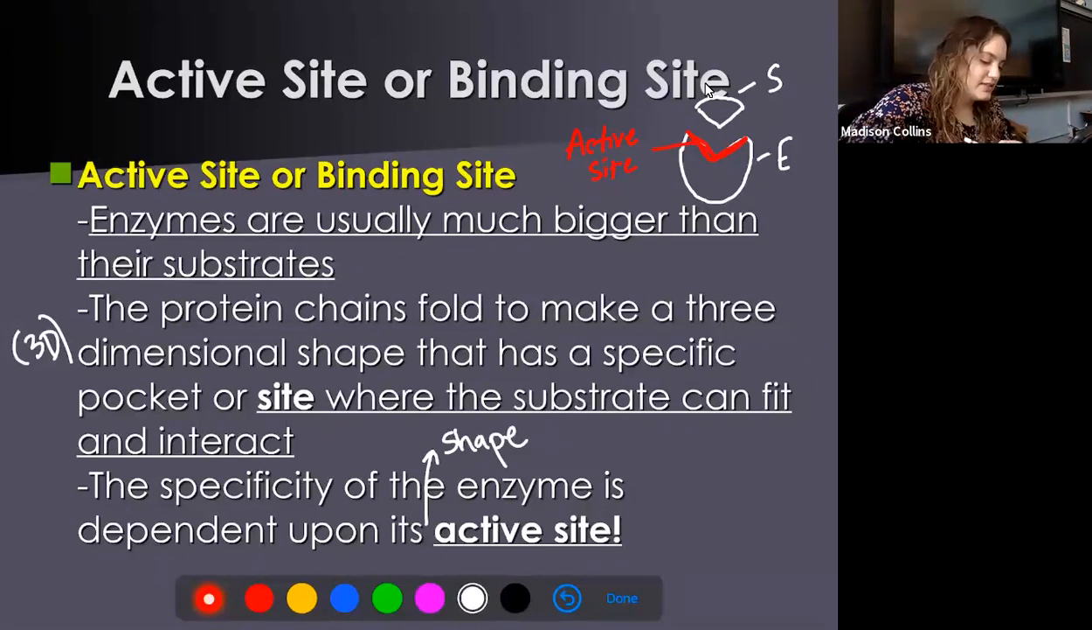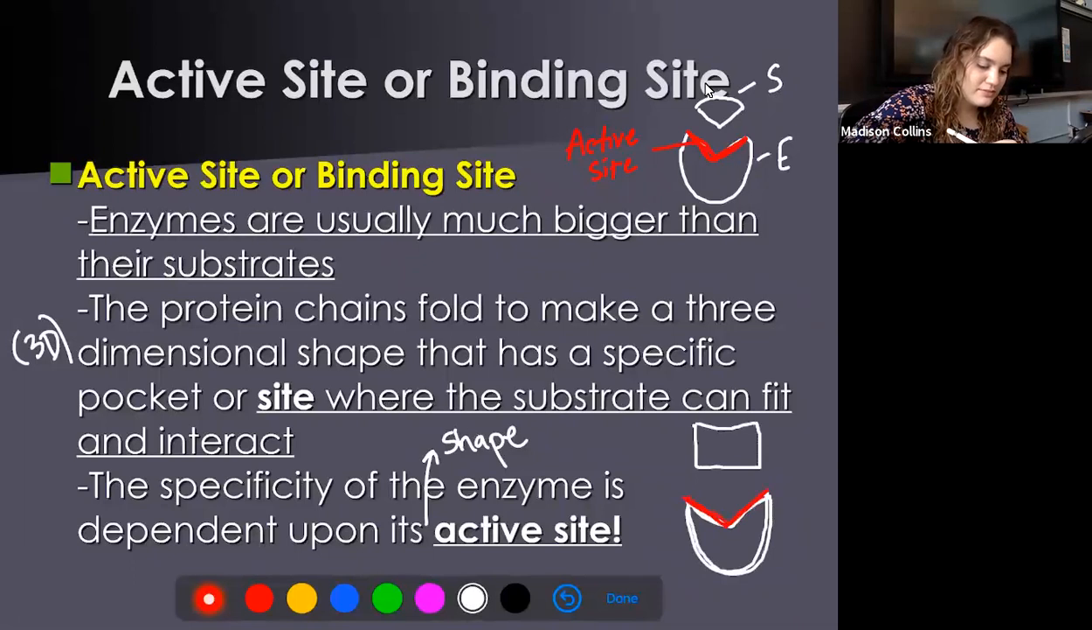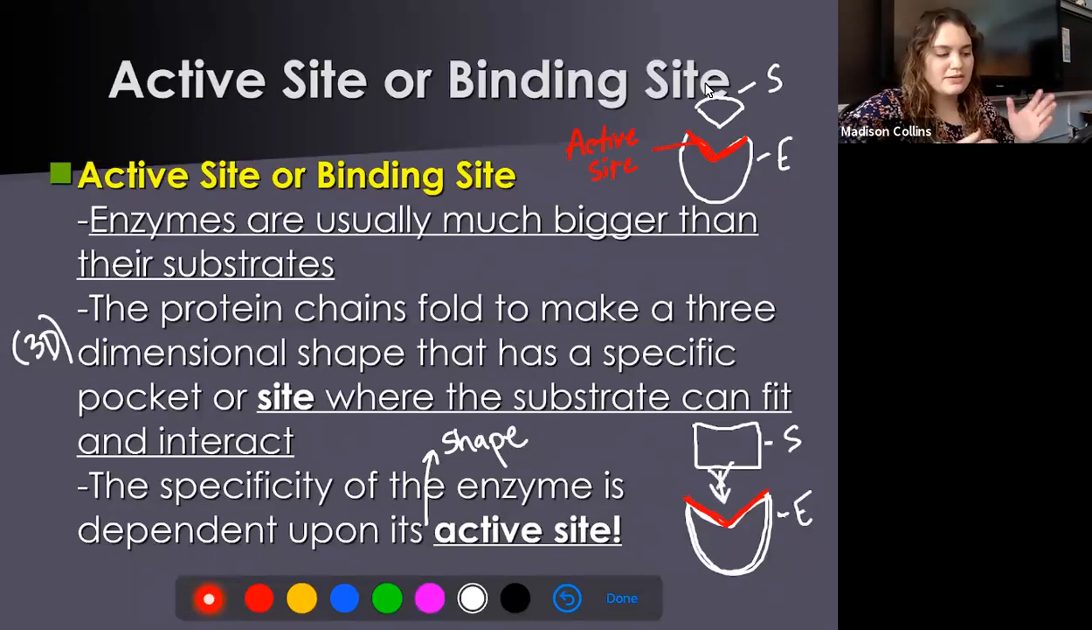Let's say for a second, I'm going to use the same enzyme here. So we've got a little triangular active site. I can't draw shapes, but the shape of this active site is going to influence what can or cannot bind to it. So if a little square substrate came along, it's not going to be able to fit on this active site. That's not going to work. I mean, maybe if it turned on its side, no, it's not going to work.